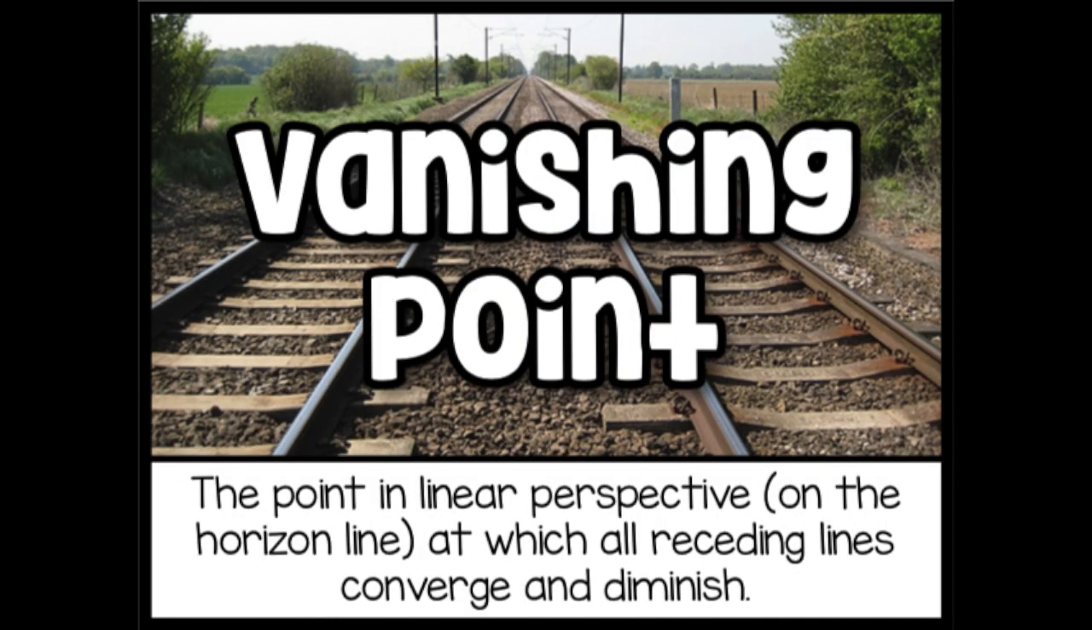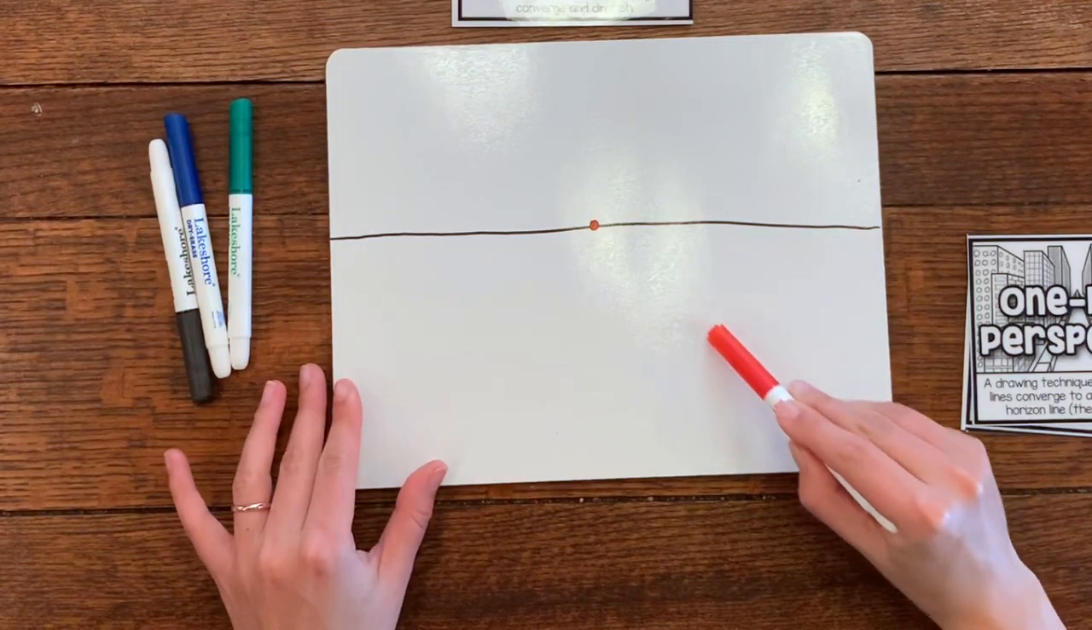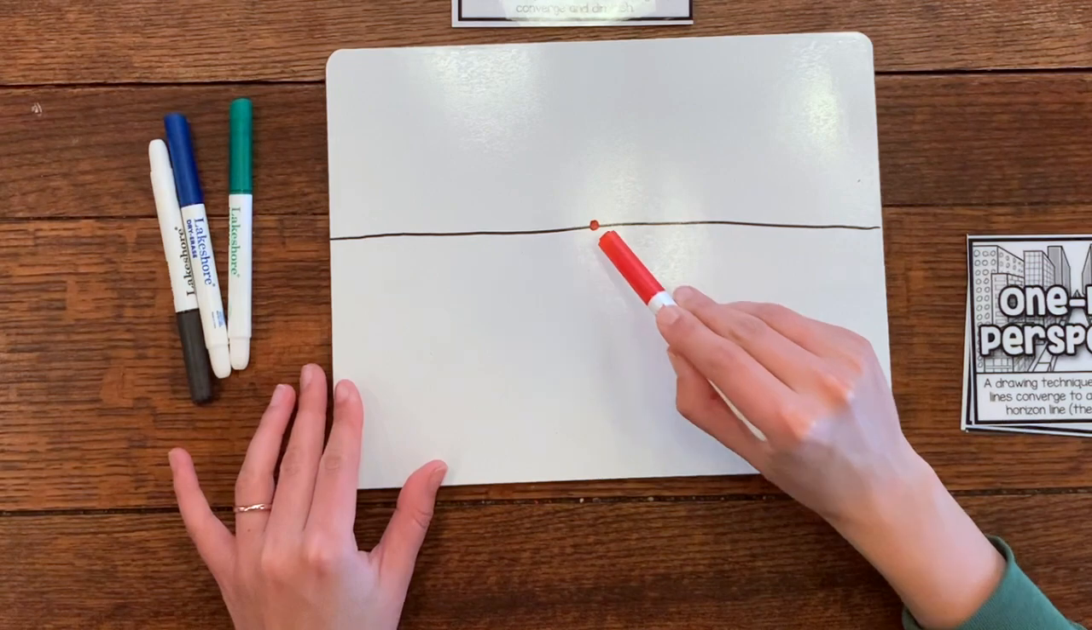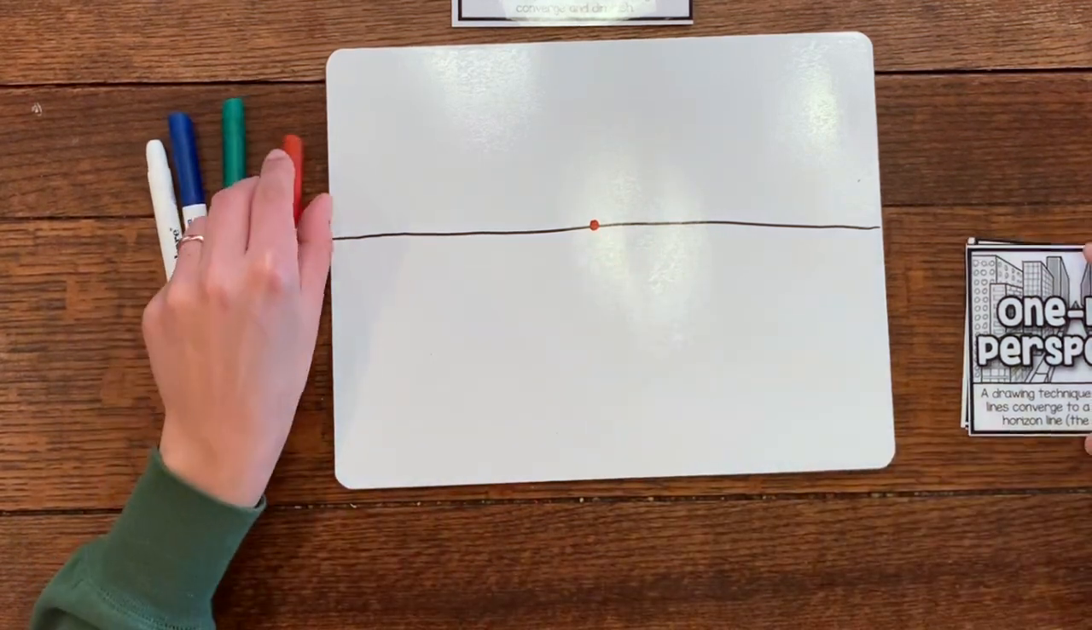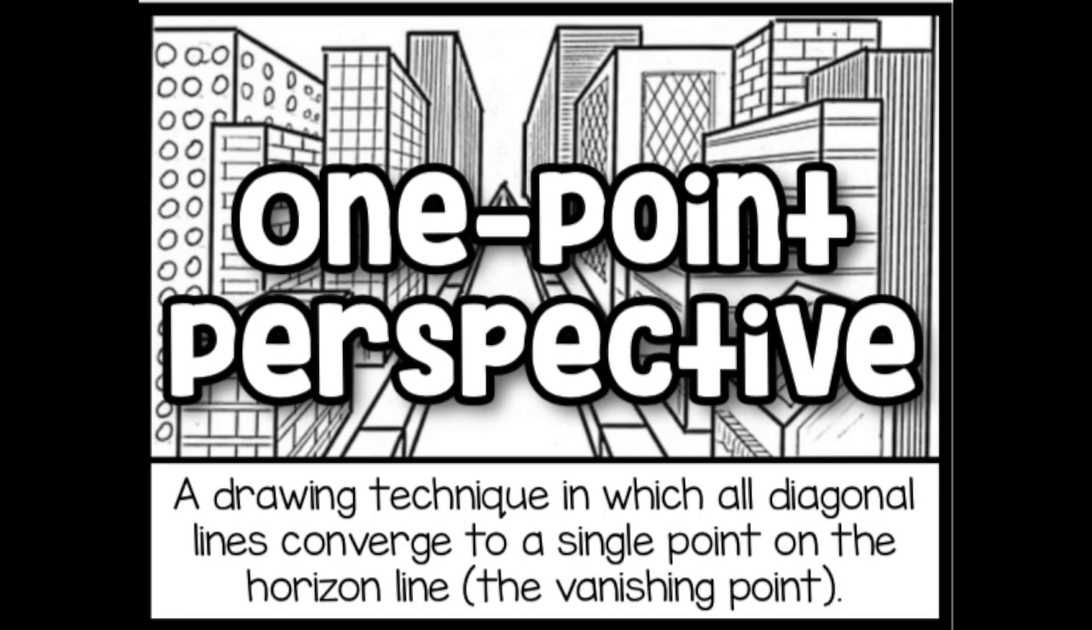Our next word is going to be the vanishing point. The vanishing point is the point in linear perspective on the horizon line at which all receding lines converge and diminish. So all of our lines are going to go back into space and they're going to meet at this point. Our next word is one-point perspective.